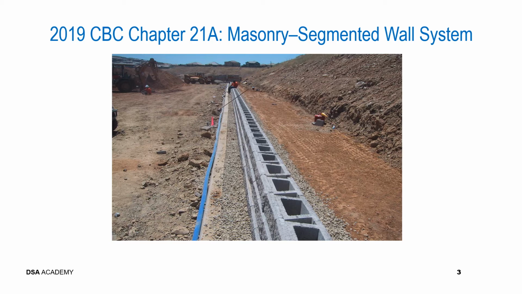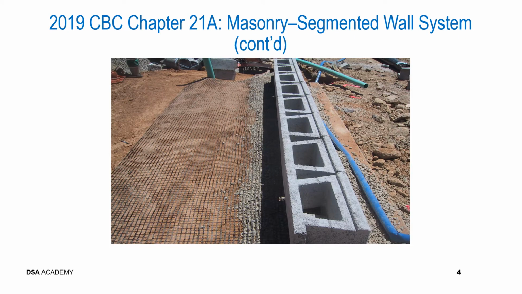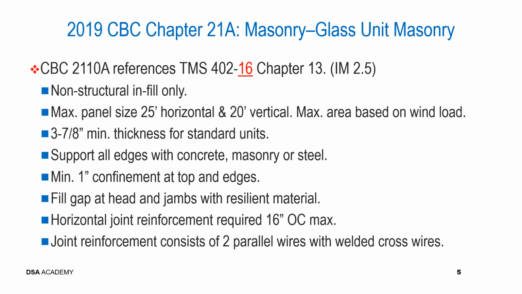This is a picture of a layout of a typical segmented masonry wall. Another picture showing a closer up of a segmented wall. You can see the netting behind it for compaction in order to properly brace the walls for its retained earth requirements. Not much has changed for glass unit masonry.